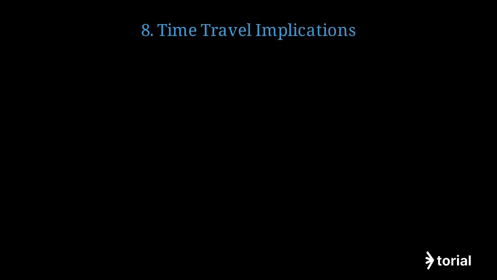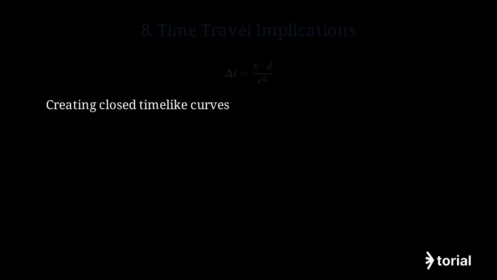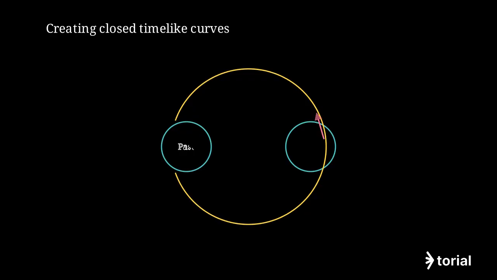Wormholes could theoretically allow for time travel under certain conditions. Moving one wormhole mouth at velocity v creates a time difference delta t between the mouths equal to v times d over c squared. If properly configured, wormholes could create closed, time-like curves, paths through spacetime that loop back to their starting point in time. A closed time-like curve would allow travel to the past, creating potential paradoxes that physics must resolve.